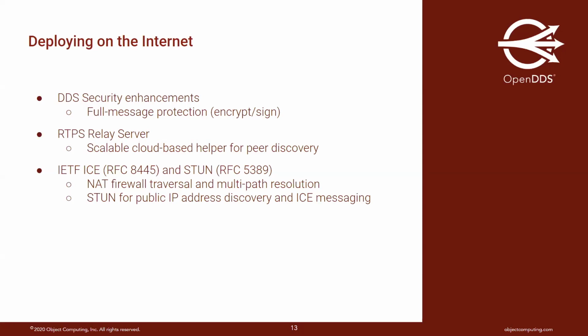So if two OpenDDS participants have different ways they can get to each other, for example, through different network interfaces, or with the relay server relaying their packets, ICE has a way of resolving that. Which one do we actually use? And STUN goes along with it. STUN is required for ICE, and it lets an endpoint discover its public IP address.